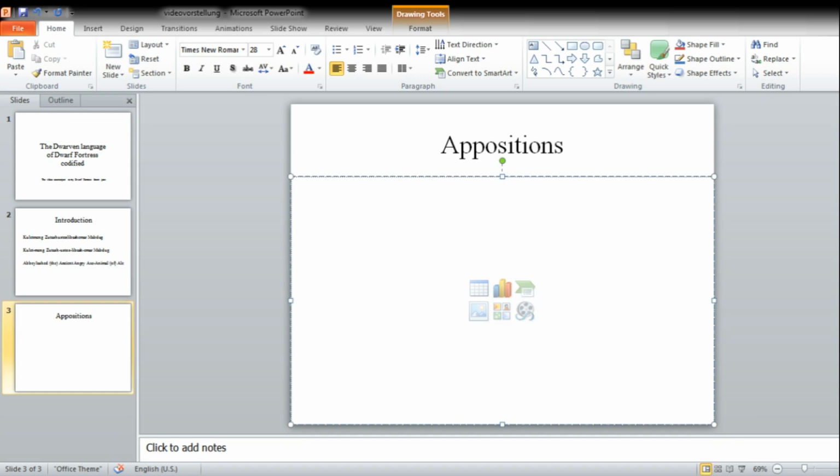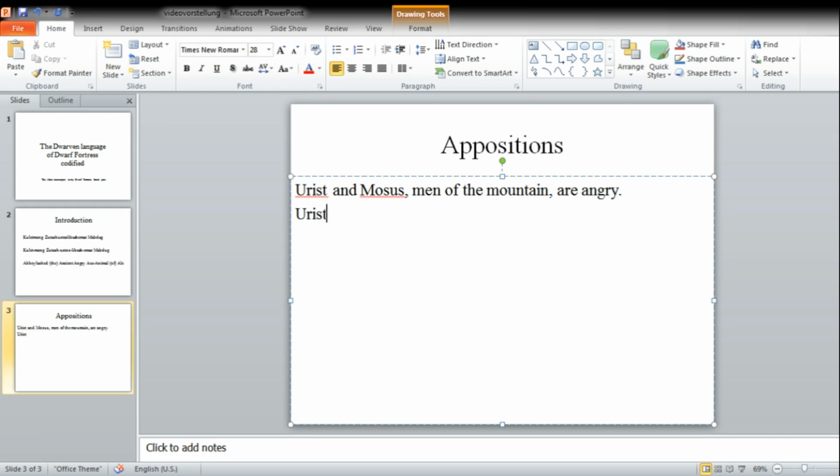So, if we use an example from Dwarf Fortress, Eurist and Moses, men of the mountain, are angry. Well, we need an apposition there. So, Eurist, remember, lokut is the word for and. Eurist and Moses. In Dwarven, appositions are marked with apostrophes. Eurist lokut Moses, udos, onol, ok, var, udis, ustos. Eurist and Moses are, be present, are angry.